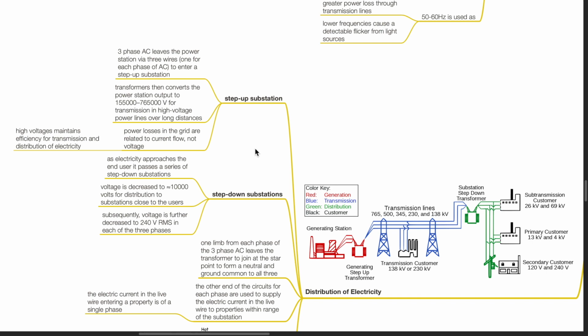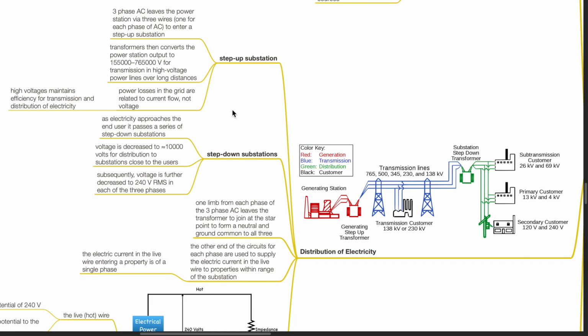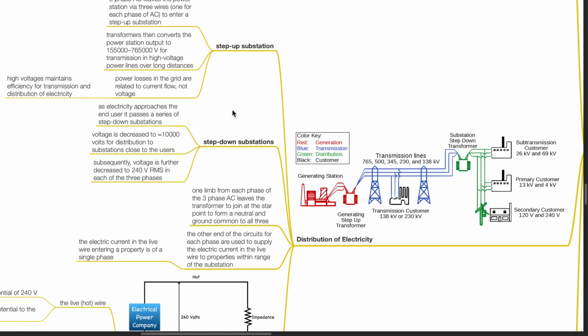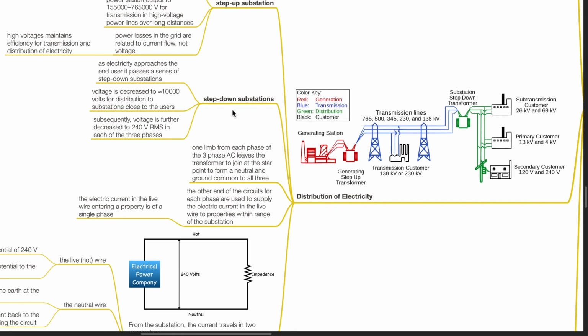As electricity approaches the end user, it passes a series of step-down substations. Voltage is decreased to about 10,000 volts for distribution to substations close to the users. Subsequently, voltage is further decreased to 240 volts in each of the three phases. One limb from each phase of the three-phase AC leaves the transformer to join at the star point to form a neutral and ground common to all three.